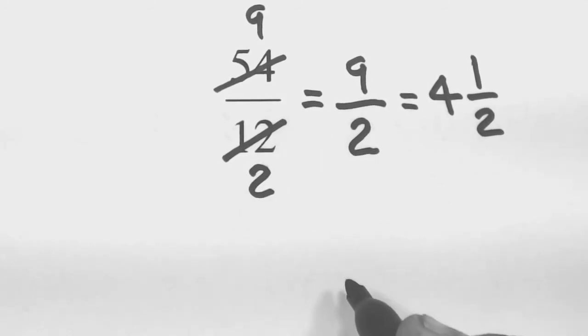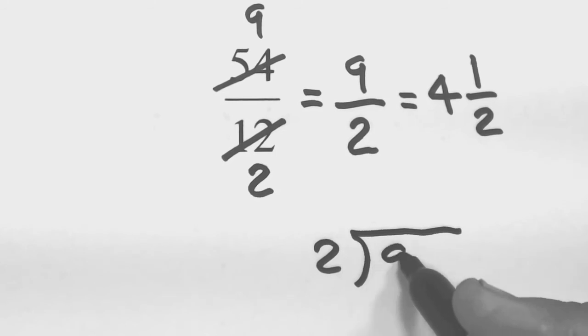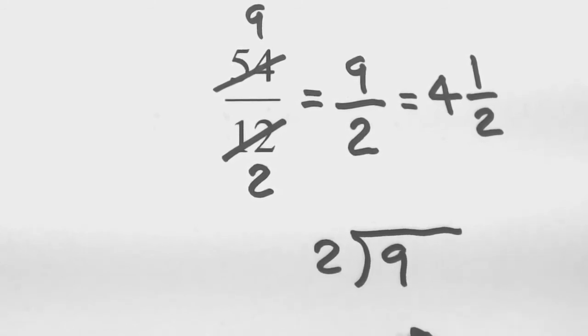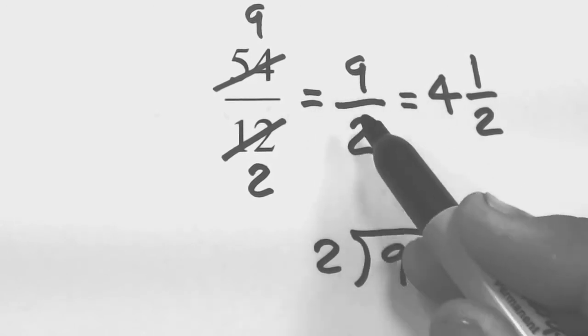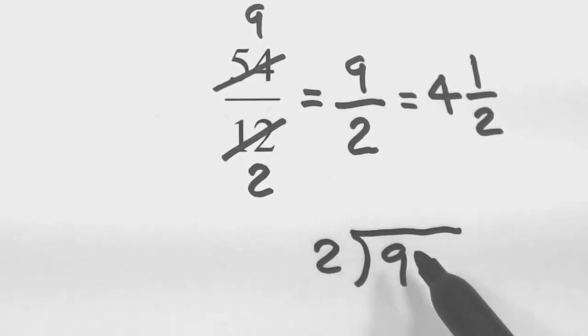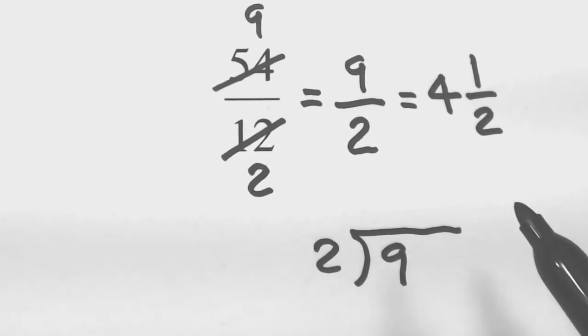Now remember, this is the same thing you'd get if you took the 2 and divided it into the 9 and wrote the remainder here as a fractional remainder. What we're doing here is just doing it in our head if it's easy enough. If it's not, go off on the side and work it out this way.